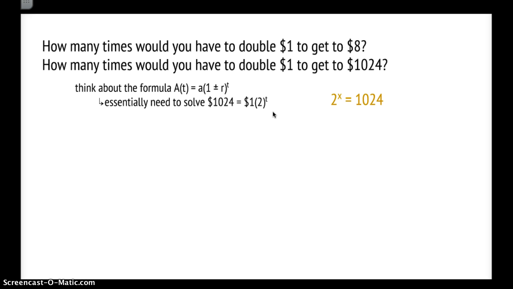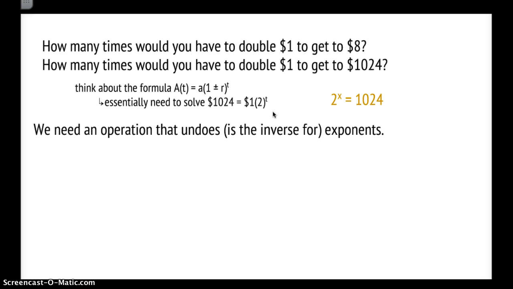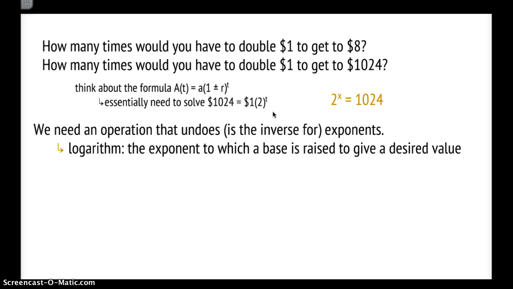And so a better way to do it is to have a way to undo exponents, right? We need to undo this operation of having x in the exponent. So what we use is called a logarithm. A logarithm is the exponent to which a base is raised to give a desired value. The base here is 2. The logarithm, the exponent, is x, and we want to know what x is when the answer is 1024.